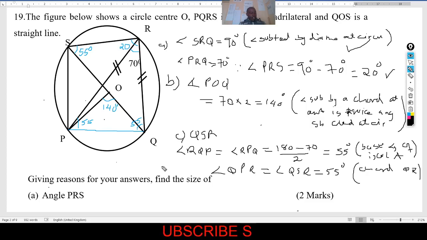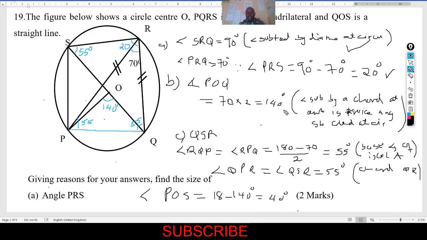And then finally, the reflex angle POS. You need to find this angle, then you subtract from 360. This angle is one angle on a straight line, that is 180 minus 140 is 40 degrees. So angle POS itself is 180 minus 140 degrees. This gives you 40 degrees.